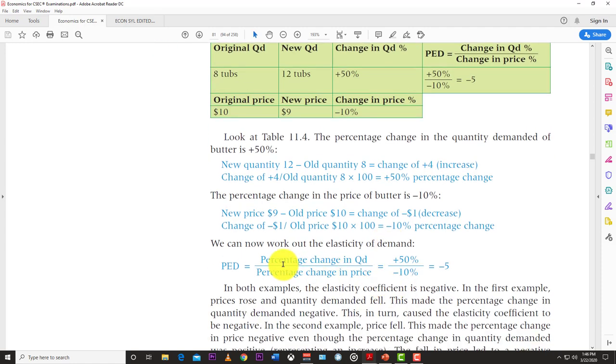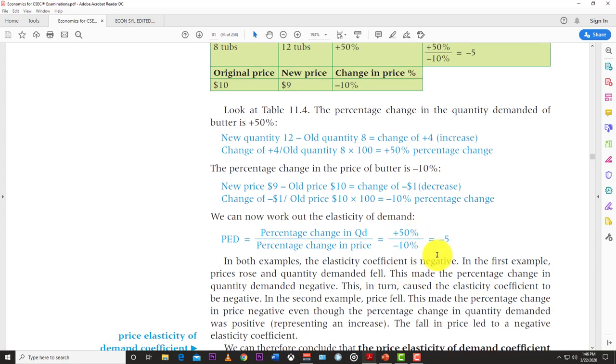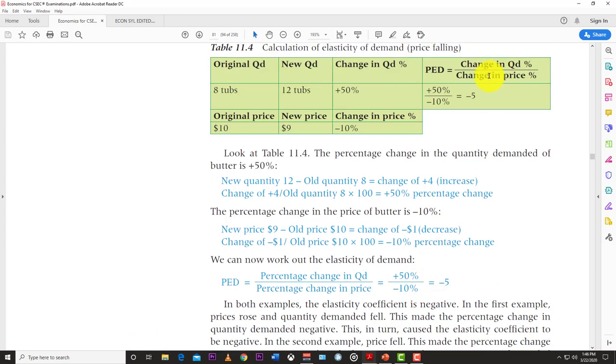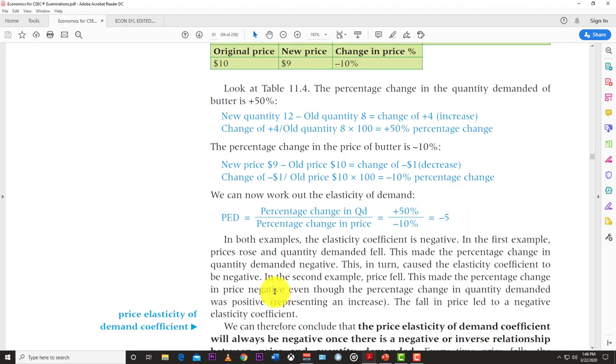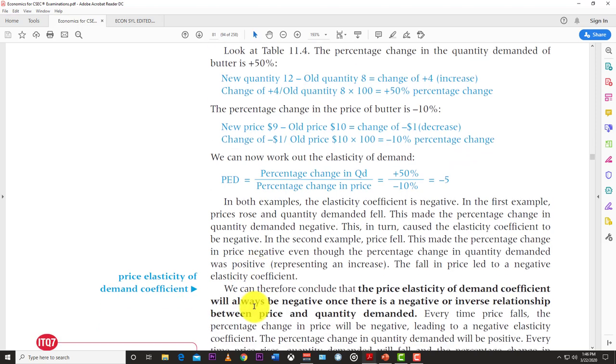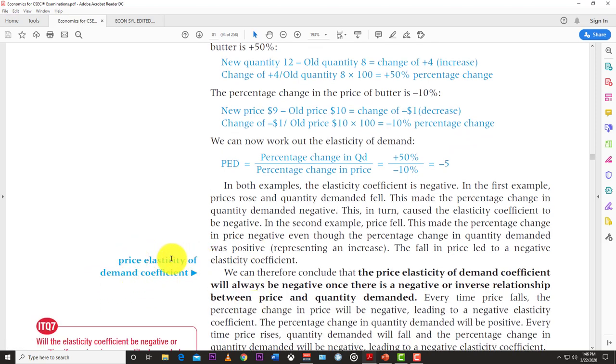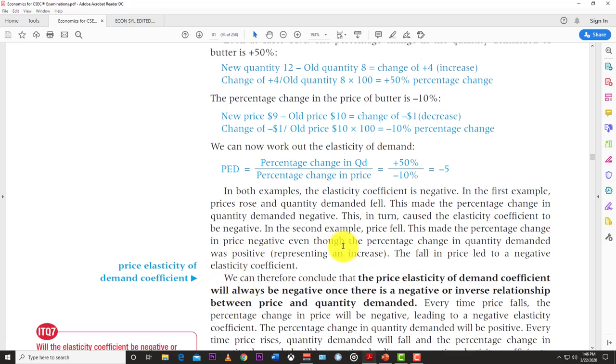Now you plug them in and you have the percentage change in quantity demanded, 50%, that you got from 4 over 8. Then you got the 10% for the percentage change in price by doing the 1 over the 10 and times 100, and you get negative 5. So that right there is the coefficient again. So now what is the demand coefficient? The price elasticity of demand coefficient is the number that you get after you plug in all the maths.